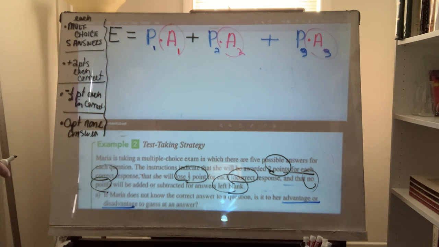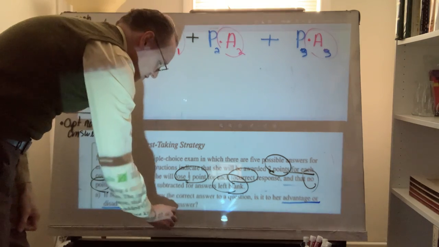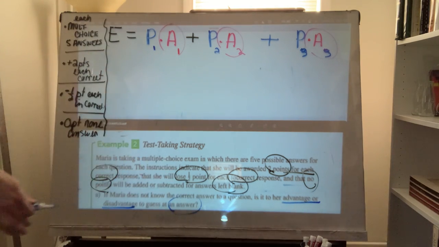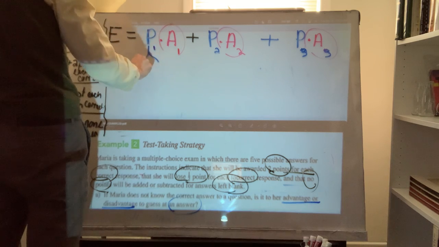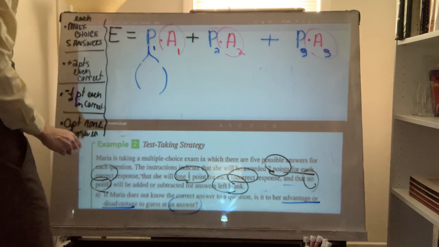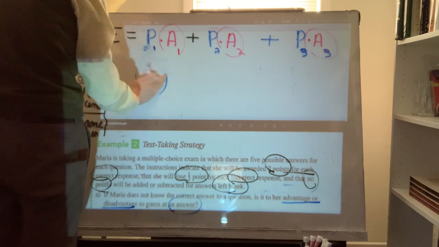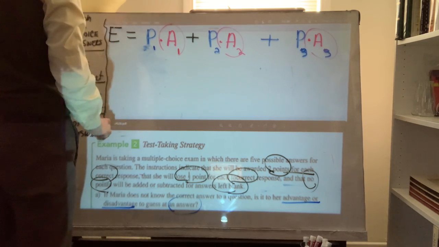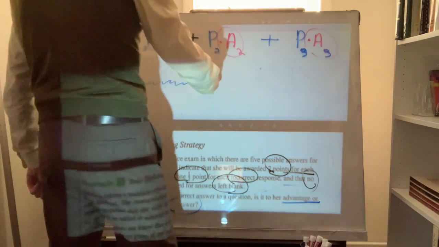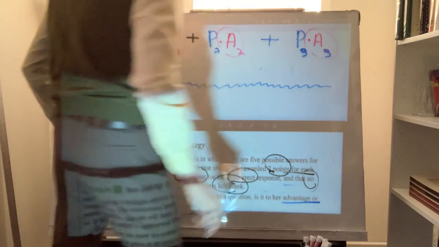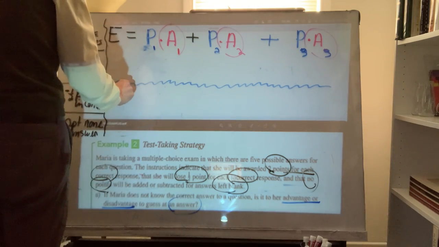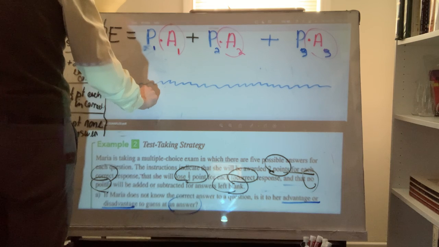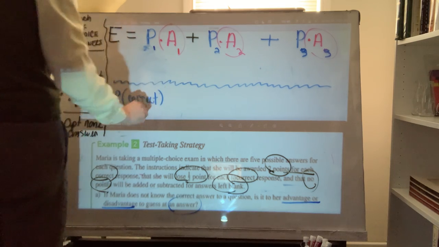Is it to her advantage or disadvantage to guess at an answer? An answer is implying just one question, so let's just worry about one question here. Let's try this first probability. This is asking essentially, I'm going to scribble out this much space for myself to think. What is the probability that she guesses correctly on each individual question?